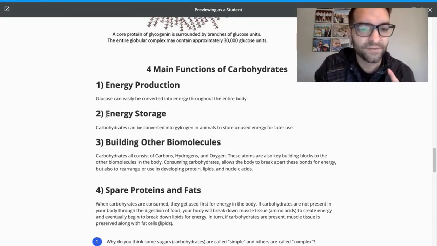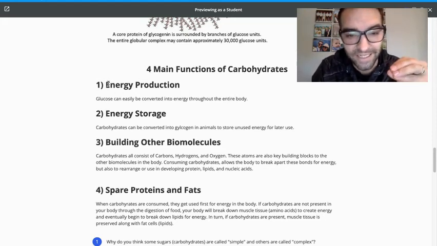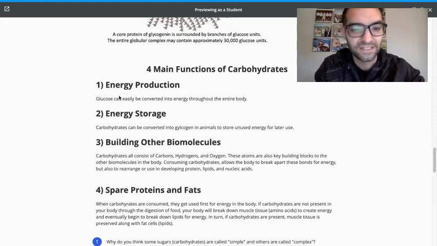Then there's going to be energy storage, right? So it's making instant energy as you consume it, and then it'll store it as energy for later use, particularly in glycogen for animals.